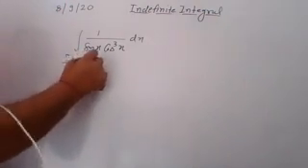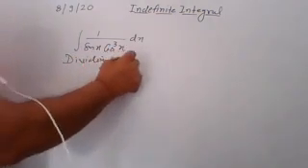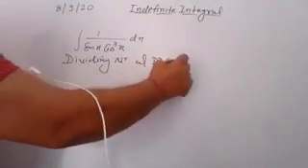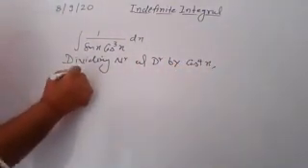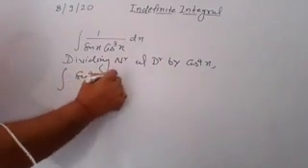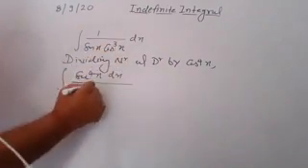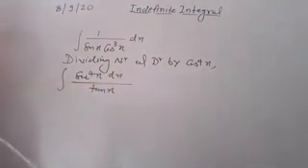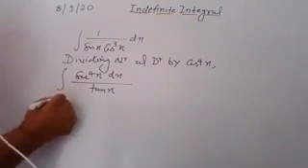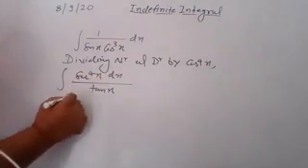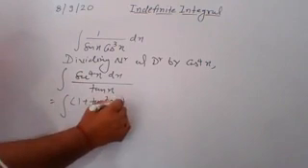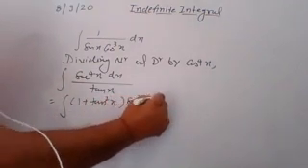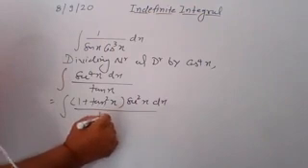Dividing numerator and denominator by cos to the power 4x, in numerator you have sec to the power 4x dx, and in denominator you have tan x. Just check it. One of the sec square factors can be written in the form of tan, and here you write sec square x dx divided by tan x.